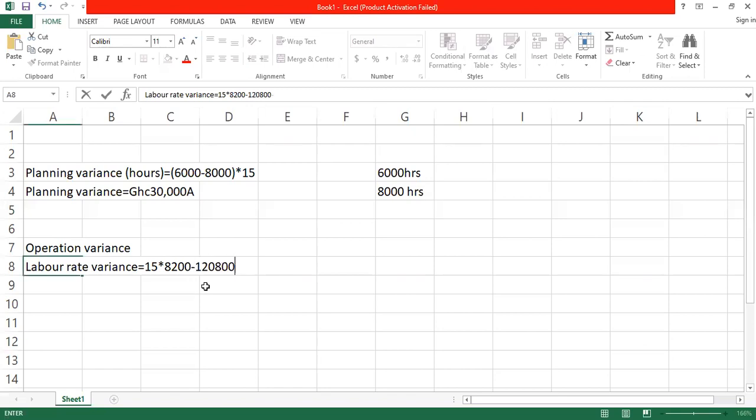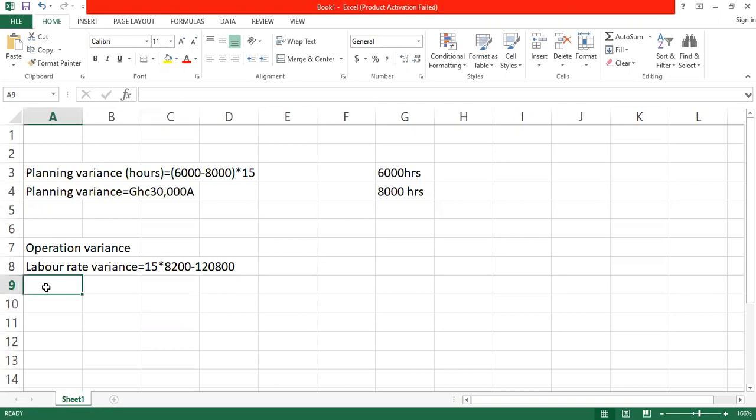Not that you do it one by one. You just do it like this, because at the end of the day, you use the actual hours to multiply the actual rate to get the actual amount paid again. So for it to be at the surface, I just use the actual hours to multiply the standard rate and maintain the actual amount paid.